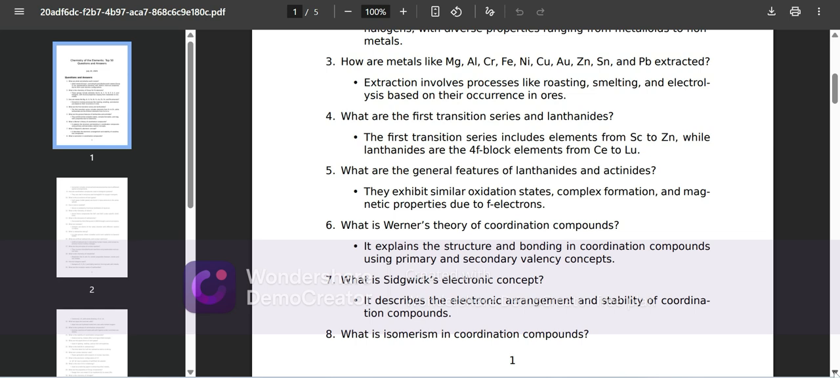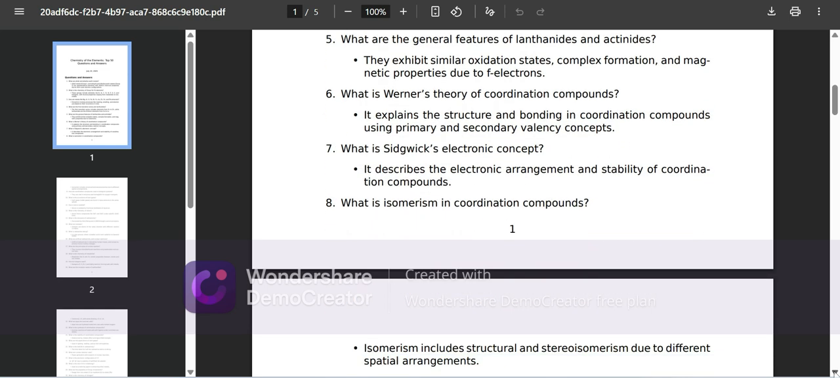What are the general features of lanthanides and actinides? They exhibit similar oxidation states, complex formation, and magnetic properties due to f electrons. What is Werner's theory of coordination compounds? It explains the structure and bonding in coordination compounds using the concept of primary and secondary valency. What is the electronic concept? It describes the electronic arrangement and stability of coordination compounds.